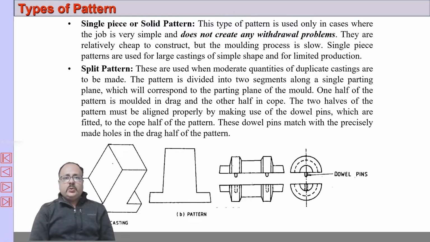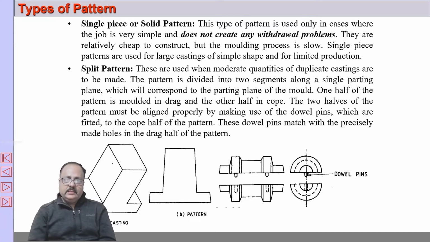So therefore we have to prepare the casting pattern in two parts. This is the cope half of the pattern, this is the drag half of the pattern, and this is the dowel pin. The dowel pin ensures that the upper half and the lower half match properly. There should not be any mismatch. If there is a mismatch, the casting will be produced in a mismatched manner. So it is essential that it should be aligned perfectly.